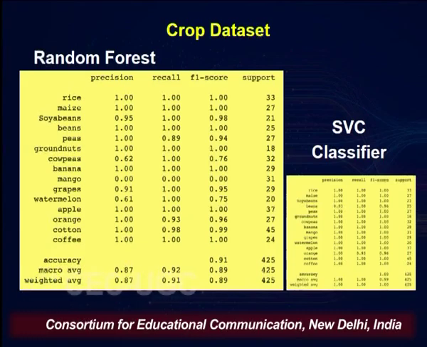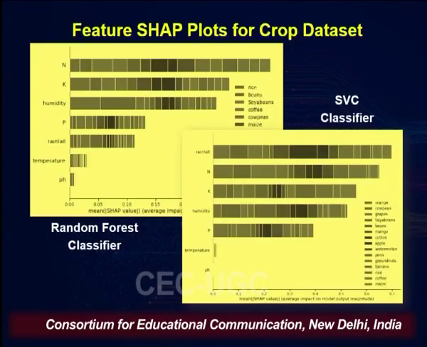The whole study is done using two classifiers, the random forest and the SVC, that is the support vector classifier. For both the models, we will see how, for the multi-class classification problem, explainable AI can be helpful. So, this is the feature SHAP plot. This is a feature importance plot that we have seen earlier. In the feature importance, we can see which features are most important.